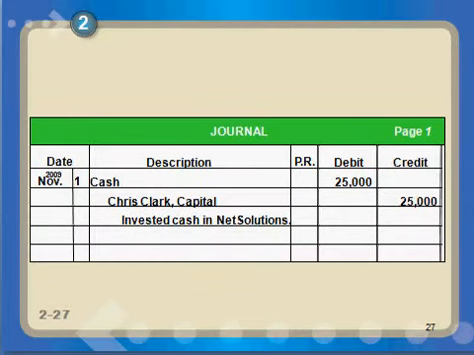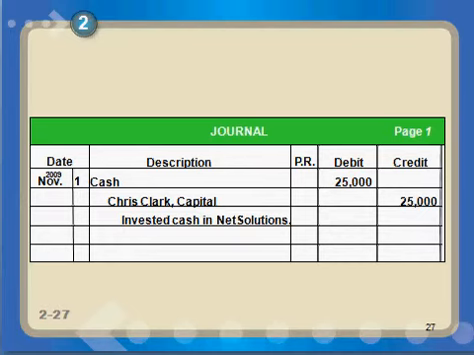So in our date column we put 2009 right at the top of the date column in the month column, and then right below that we write November, and in the date column we put 1 by November because it's November the 1st. Then in the description column we write the word cash, and then it was $25,000 debit to cash, so we put that in the debit column, and then right below that we indent over a little bit from cash, write Chris Clark Capital, and put $25,000 in the credit column, and then below that we put invested cash in Net Solutions, and our post reference or PR column is left blank at this point.